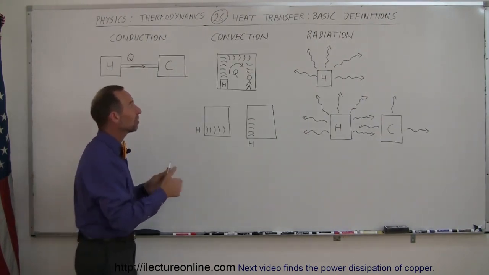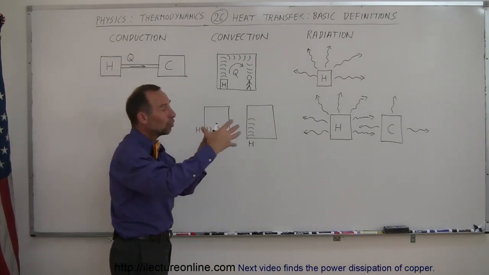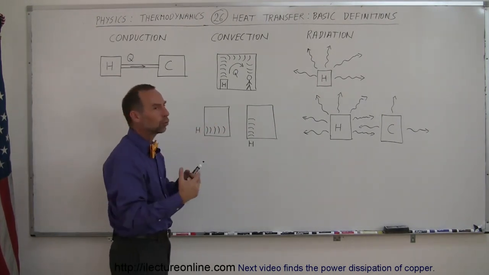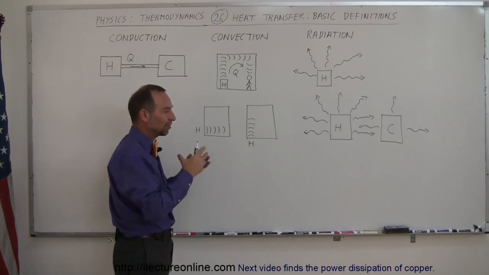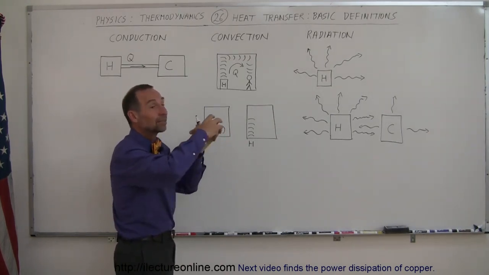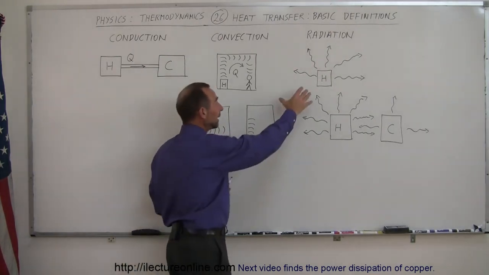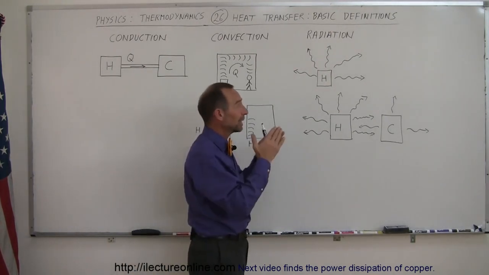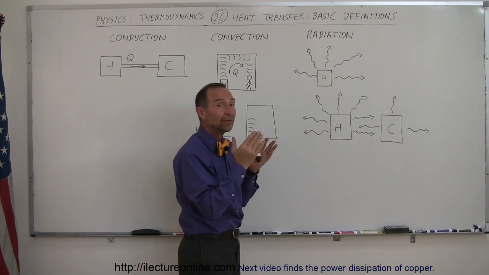In convection, it's simply that the air molecules are moving. It could also be water molecules or any kind of fluid. And so as the molecules are being heated by some hot object, they then move and the heat then transfers along with it. In the case of radiation, it comes from the atoms within the object vibrating back and forth.